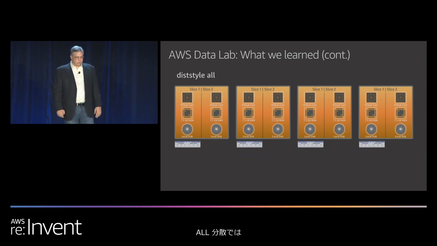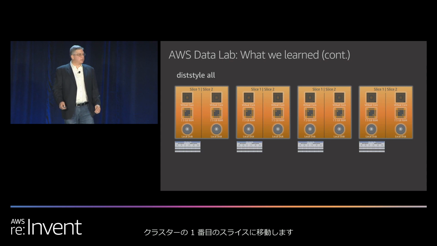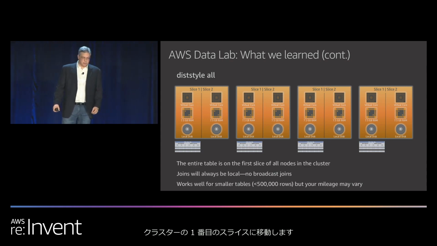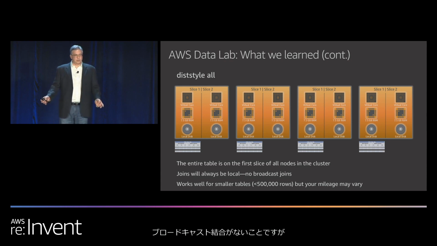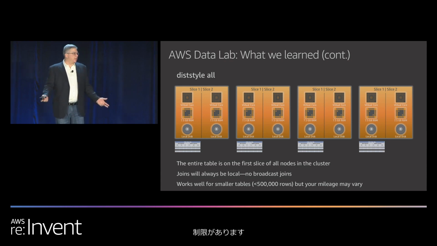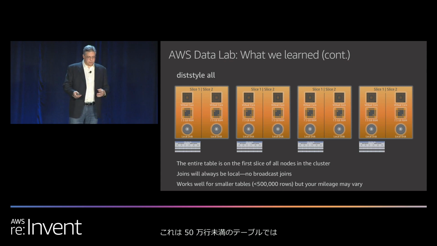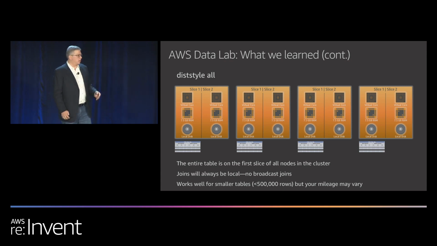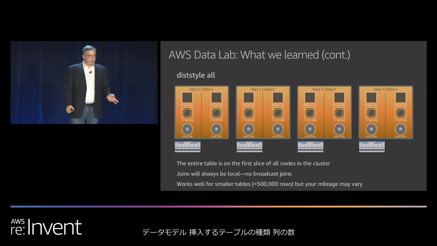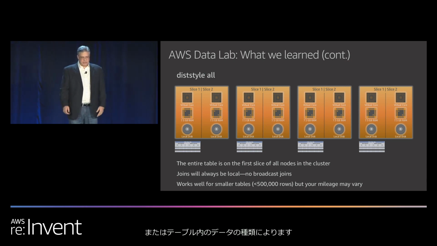With DISTSTYLE ALL, you get one copy of the table on every single node, and it goes into the first slice of the cluster. What's good is you've got a copy of the table on every node, so there's no broadcast joins, but there's a limit. There's only so much you can fit on the node, so we pretty much say this works well for tables with less than 500,000 rows. Probably you can go up to 1 million depending on your data model and what kind of table you're inserting, how many columns, et cetera, and what kind of data is in that table.